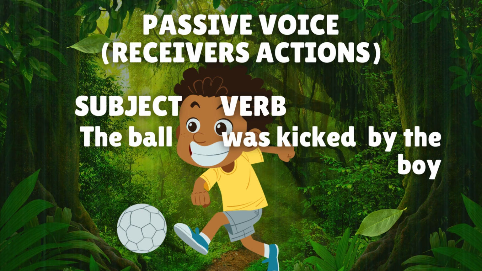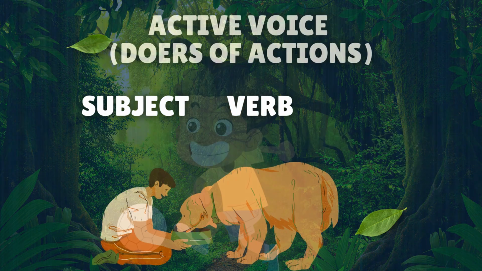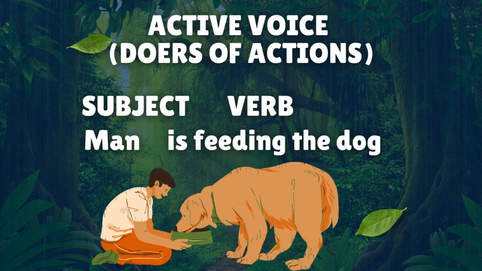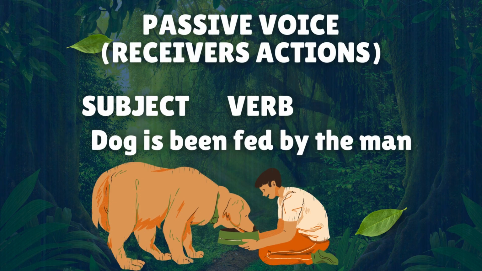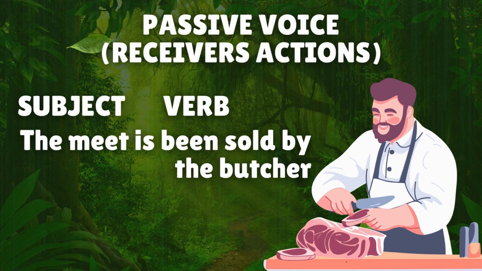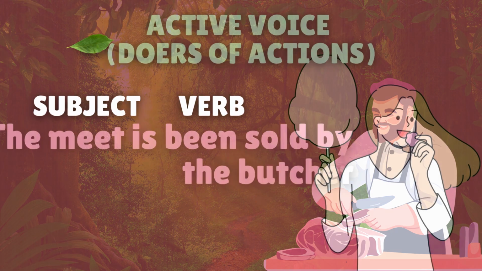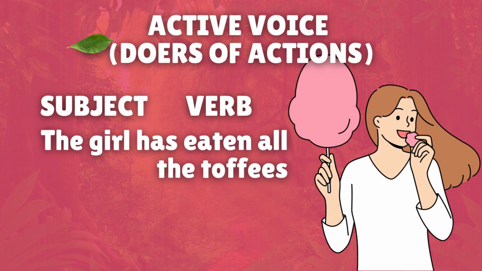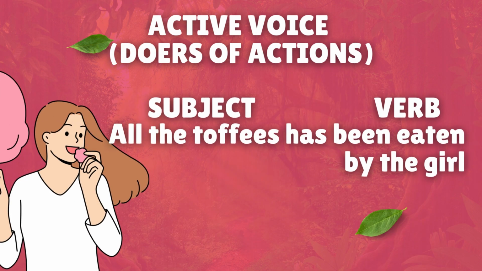Then "the man is feeding the dog." How are we going to change it to passive? We say "the dog is being fed by the man." Then "the butcher sells meat." When changing it to passive voice, what do we have to do? We say "meat is being sold by the butcher." "The girls have eaten all the toffees." "All the toffees have been eaten by the girls."